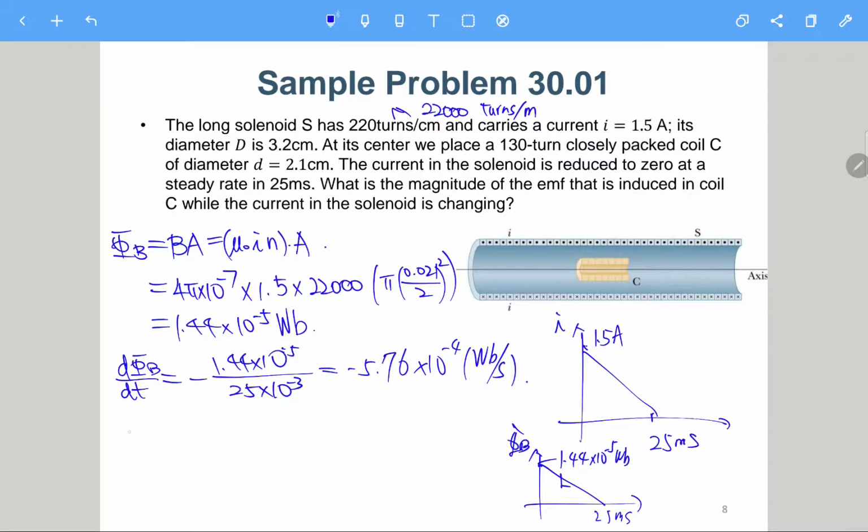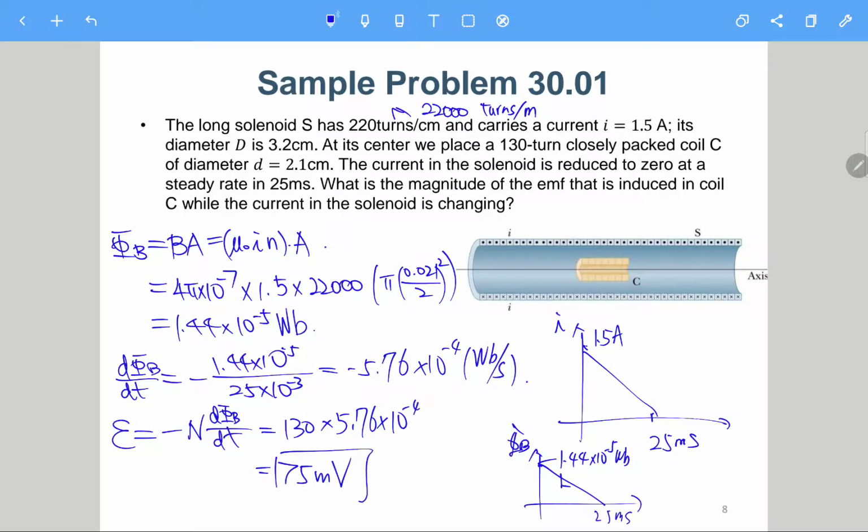And finally we can use Faraday's law. The electromotive force is minus n d phi B dt. It has 130 turns, so it is 130 times 5.76 times 10 to the minus 4th power. So it is 75 millivolts. It is not a large voltage.